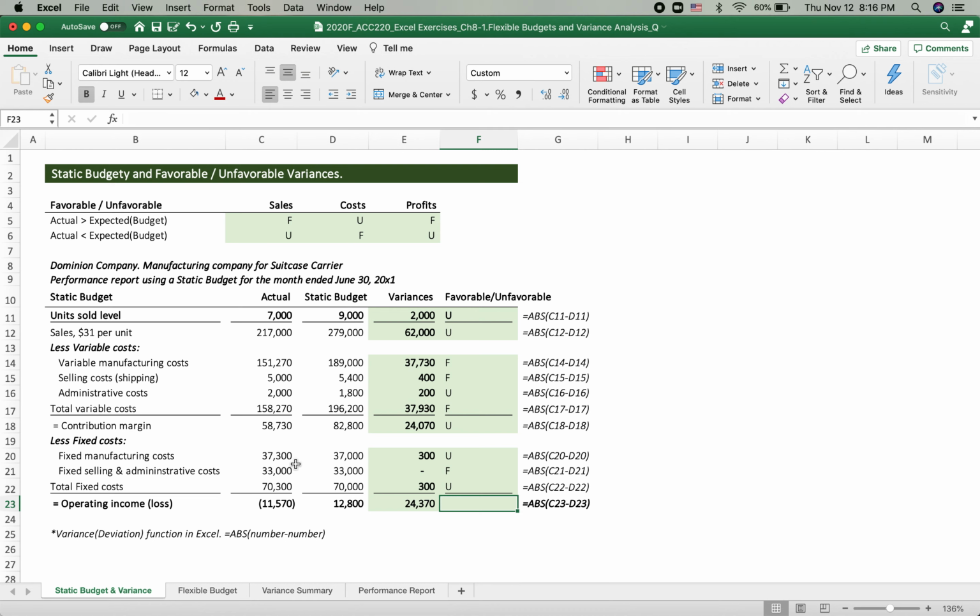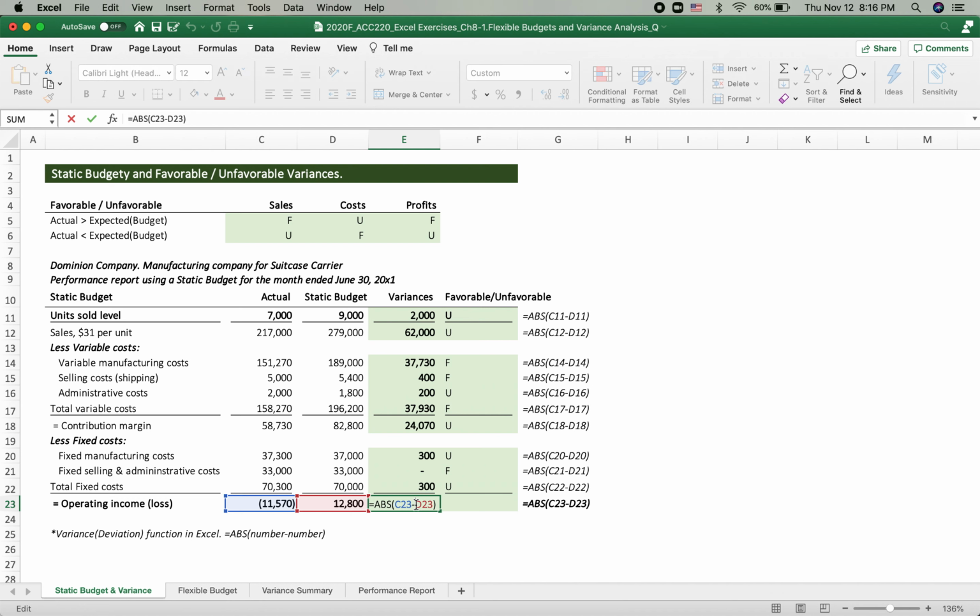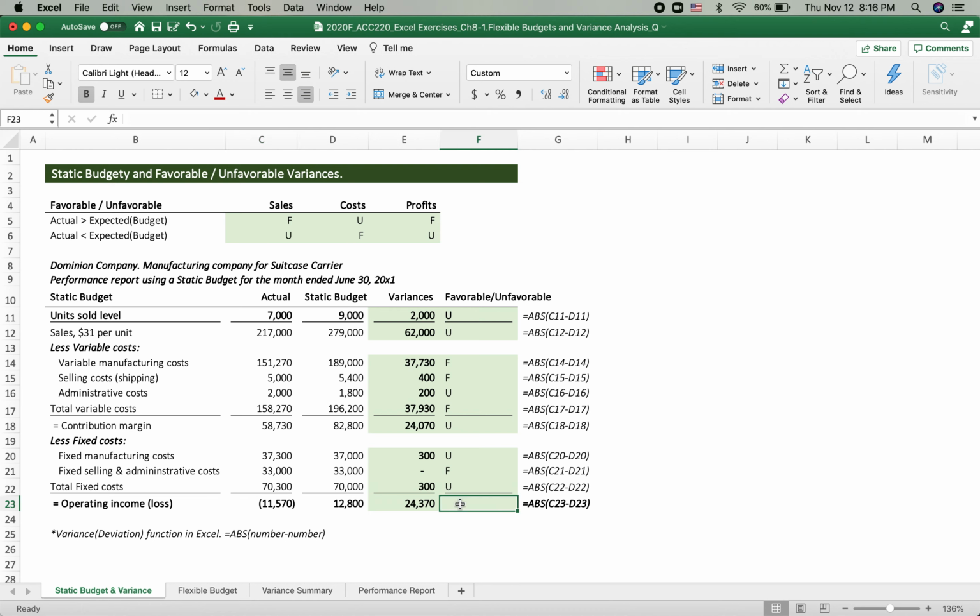So total, the operating income, the difference between the actual and the static budget. In the static budget, we expected positive operating income, but we turned to the 11,570 operating loss. So this is unfavorable.